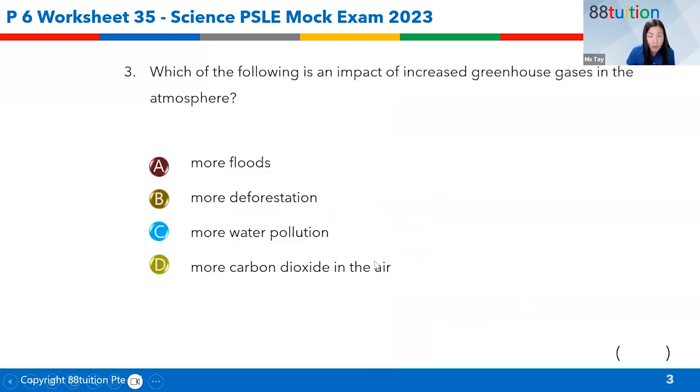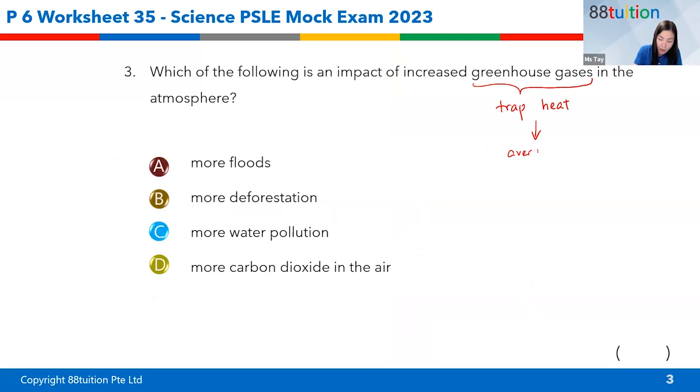Good. Next, question 3. This is the one that quite a number of you got wrong. Read the question very carefully. Which of the following is an impact of increased greenhouse gases in the atmosphere? You have a lot of greenhouse gases. What do greenhouse gases actually do? They trap heat, right? So when they trap heat, what will happen?